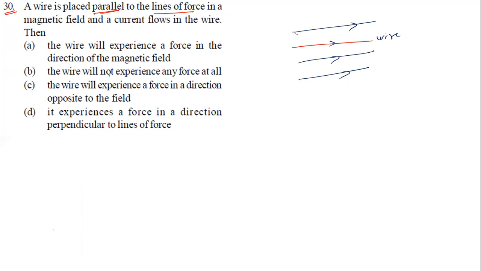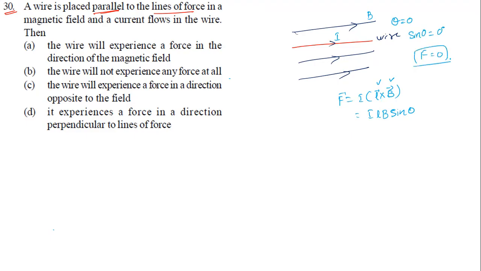Now, what are they asking? Look at the options. The wire will experience a force in the direction of the magnetic field. Here, the current is in this direction. What is the force on a current carrying conductor kept in a magnetic field? F equals I into L cross B, which simplifies to ILB sine theta, where theta is the angle between L and B. So what is the angle between L and B? In this case theta is 0 degrees, and sine 0 degrees is 0.